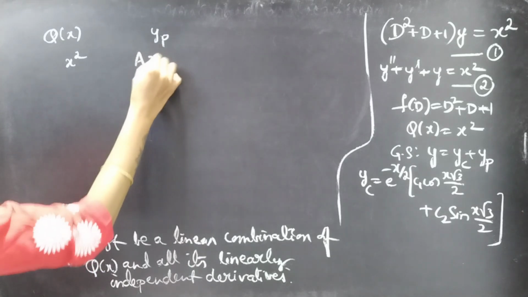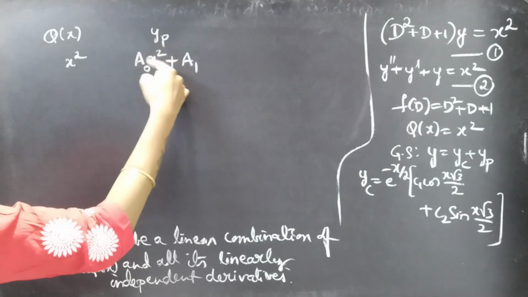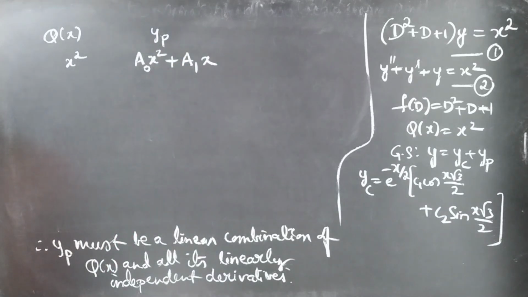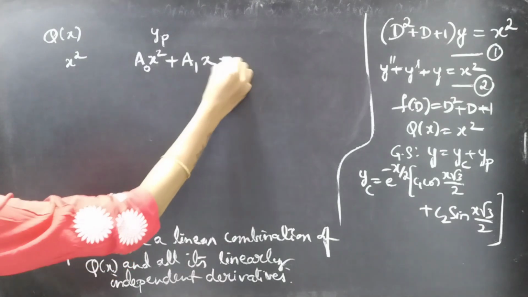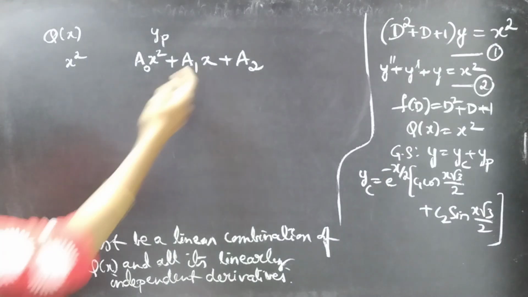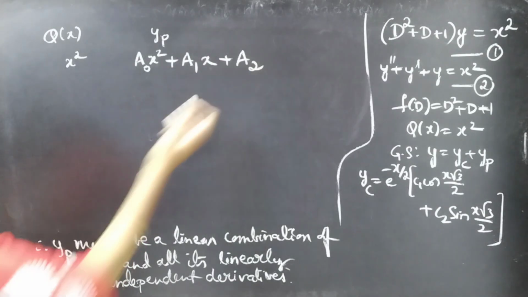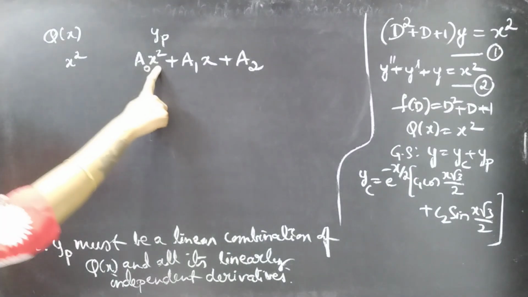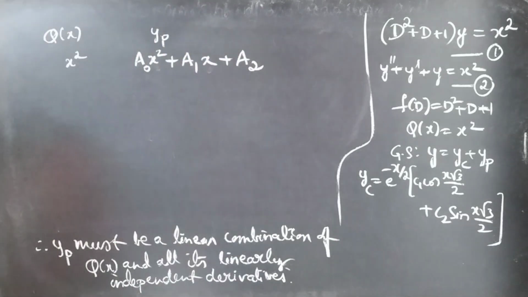Say a naught x square plus another coefficient into x. If you have x square, derivative of x square will be 2x, right? Neglect the coefficient and write x plus a2, another coefficient. Derivative of x is 1, right? So instead of writing that 1, we'll just write a2. Okay, x square, its derivative gives x, its derivative gives a constant. Fine.